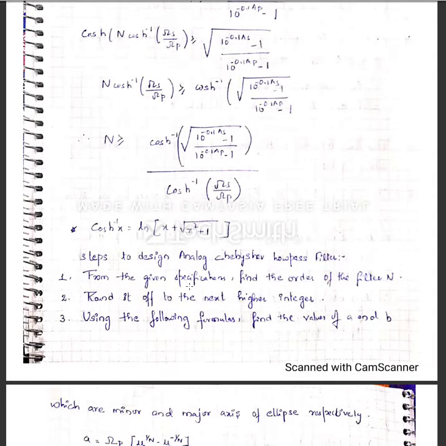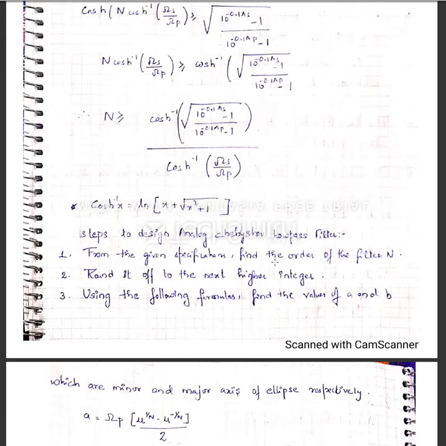So what are the steps now finally to design an analog Chebyshev low pass filter? We are designing a low pass filter wherein you will have the signal passing at the initial frequencies. Whatever specification will be given, you have to find the order n with this particular formula. If it is a fraction, you have to round it off to the next integer.